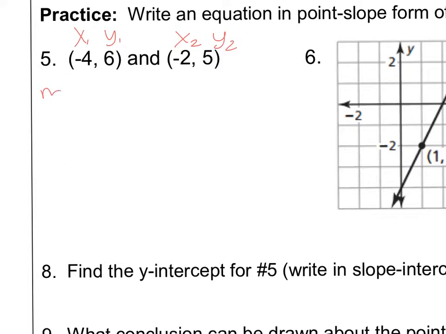So my slope equals -5 minus 6 over -2 minus -4. -5 minus 6 is -11. -2 minus negative, that minus negative becomes a plus. So -2 plus 4 is 2. So my slope is -1/2.